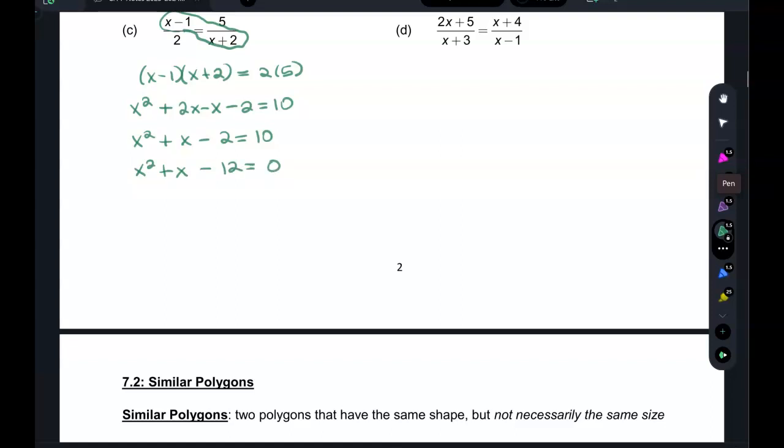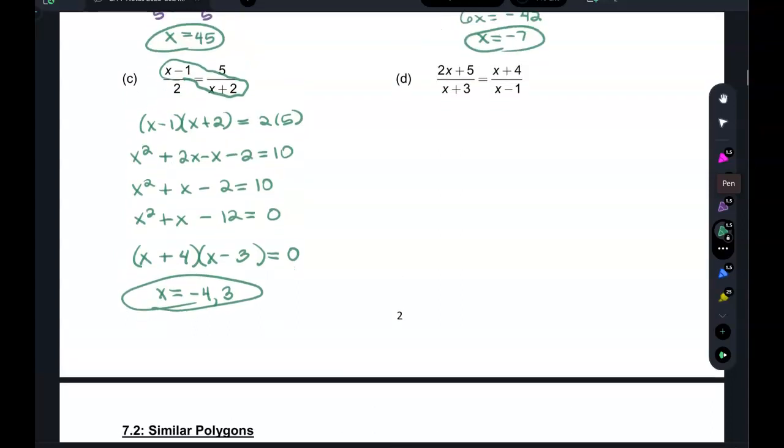Now I'm thinking two numbers that multiply together to give us negative 12 and add up to 1. So I'm going to have a plus 4 and a minus 3. So I get x equals negative 4 and positive 3. Now, because these are just proportions and we're not referring to the length of sides or the angle measures, it's completely fine to have a negative number. All right, let's see the next one. Again, if you want to pause it and see if you get the same answer, go for it.